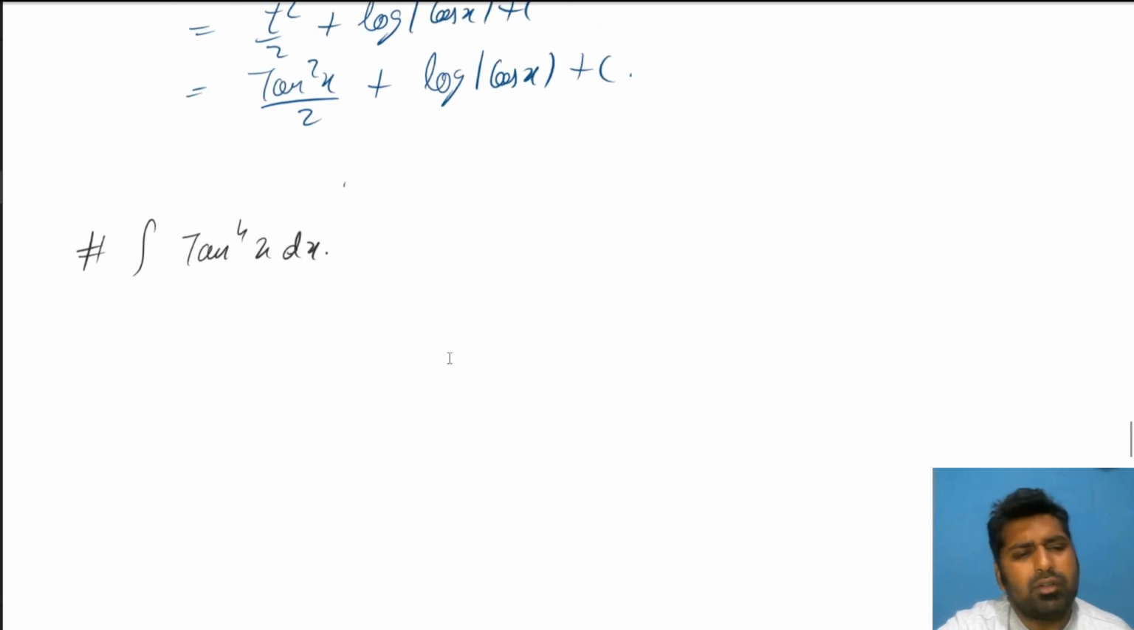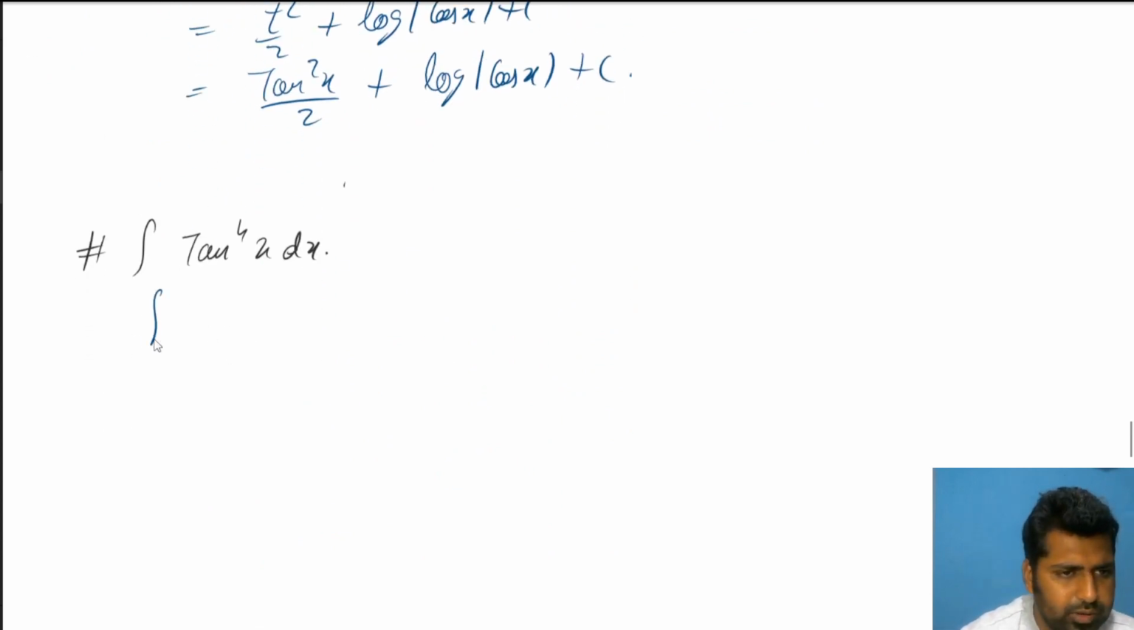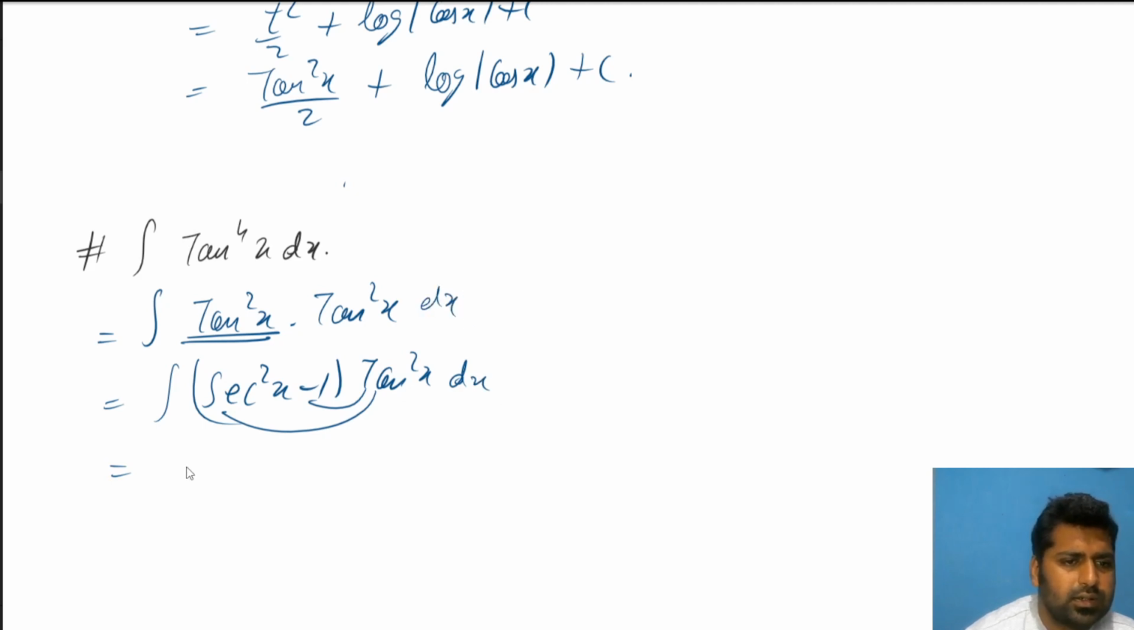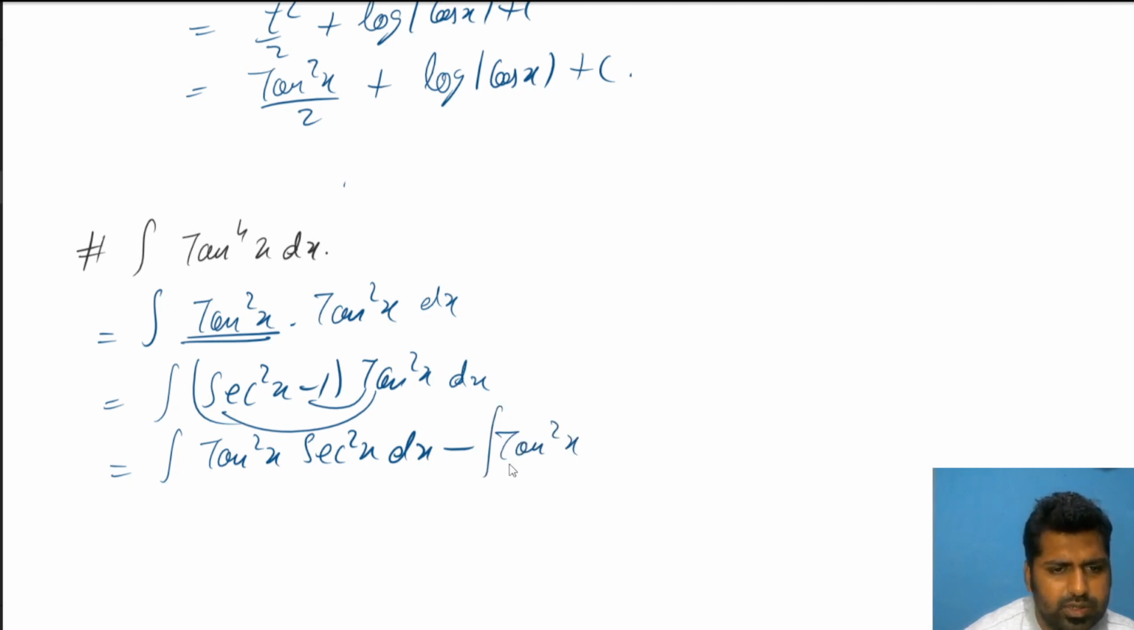Same thing can be done for power 4 also. I'm going to write this as tan square x into tan square x. I'll just remember the same steps. What do we do with this after this? We wrote this as sec square x minus 1. This one, keep it as it is. Though you can convert this, there is no point in doing that. Now, multiply. If we multiply, what do we get? Tan square x sec square x dx minus another tan square x. So we'll integrate in two parts.